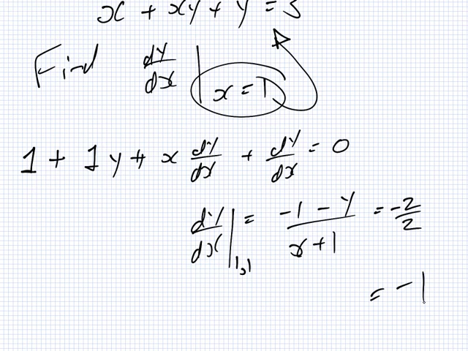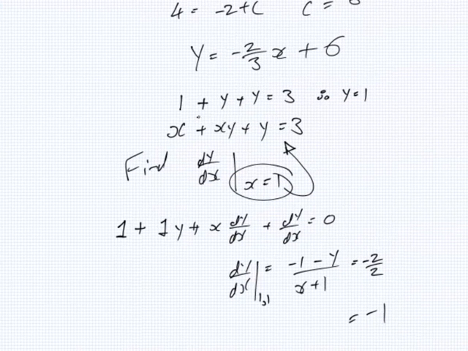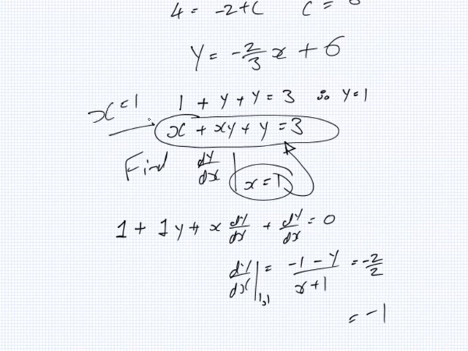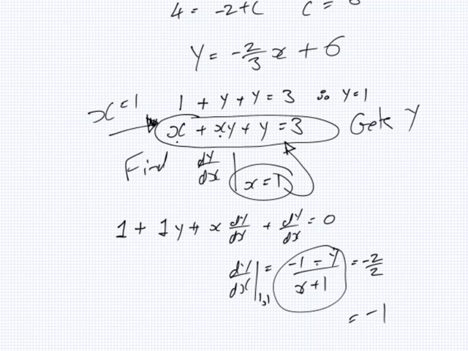It's a small one. How did I get the y? I put x is 1 in this. I know x, so I can find y. You don't use this to get the y. You use this to get y here, and then you can put that in.